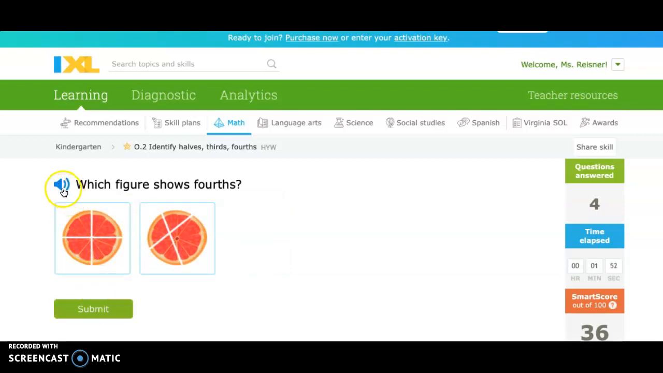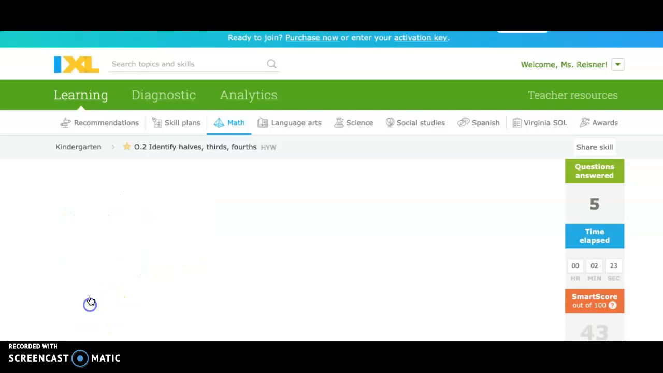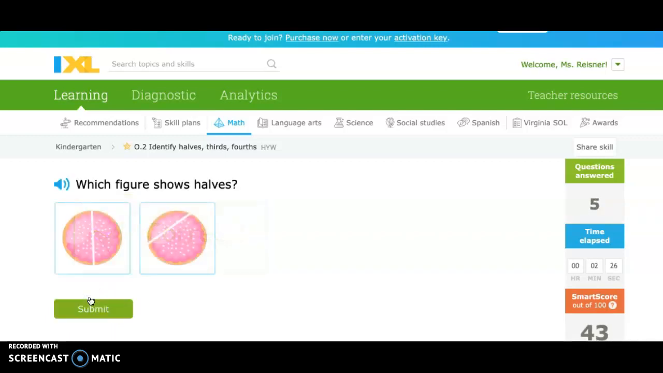All right. Let's look. Which figure shows fourths? Is it this one? What? You don't think so? Why not? It's got 4 parts. 1, 2, 3, 4. And I thought fourths had to have 4 parts. Oh, you're right. They're not equal parts. Does this one have 4 equal parts? Yes. Got it. You guys are smart. I'm so glad I have you to help me through this. We're going to do this last one, and then we're going to be done for today. You guys are so smart.